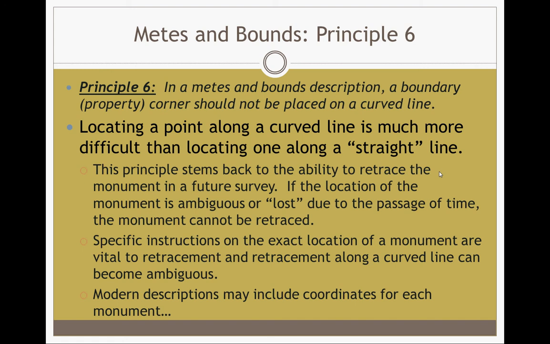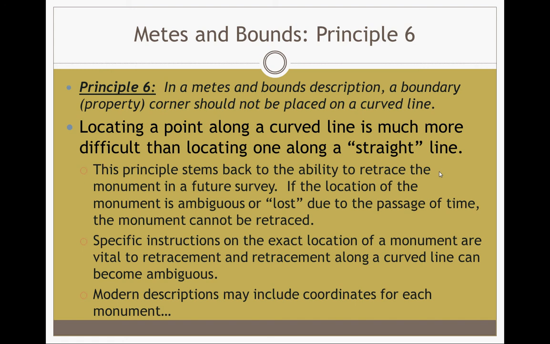This principle stems back to the ability to retrace the monument in a future survey. If the location of the monument is ambiguous or lost due to the passage of time, it's going to be difficult to retrace this monument, and it may not be able to be retraced at all. And so that can just cause issues for the future retracement surveyor. Specific instructions on the exact location of a monument are vital to retracement, and retracement along a curved line can become ambiguous. How far along the line? In a northwesterly direction? What kind of direction is that?